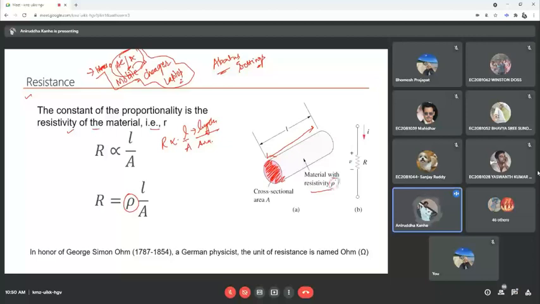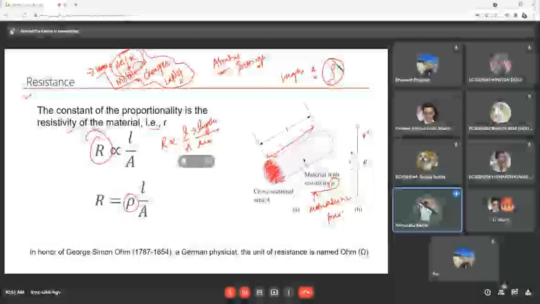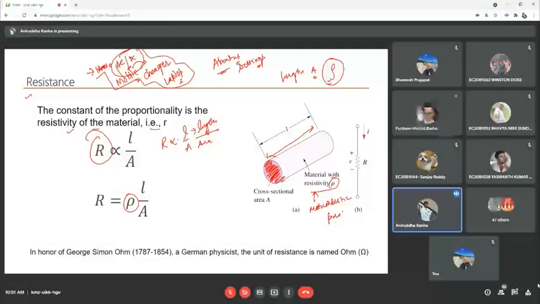And the resistivity is a materialistic property. That means if you change the length or area, the resistivity will not change, but the resistance will change, because it is proportional to that. Why is this not changing rho? It is a materialistic property. It depends on the material.